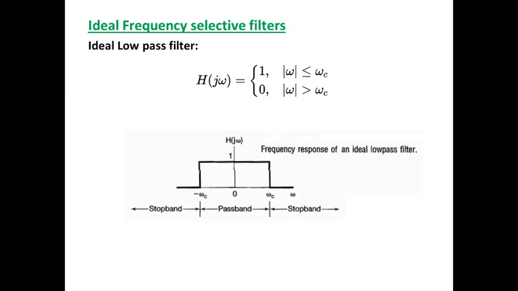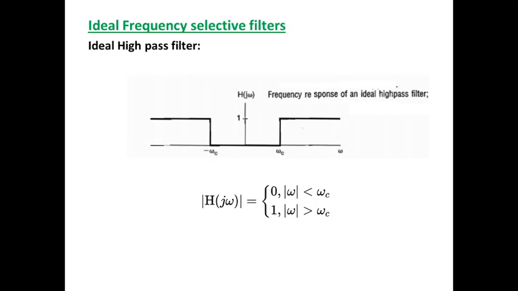Here we are seeing an ideal low pass filter. The low pass filter characteristic is that it allows only specific frequencies at low frequency. Only from minus omega c to plus omega c the frequencies are allowed, and this is called the pass band. The remaining higher frequencies, which are not allowed, form the stop band. This filter can be modeled by the equation H(j omega) equal to 1 for minus omega c to omega c, and 0 for other values.